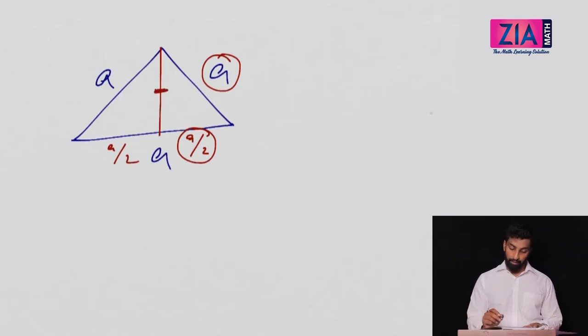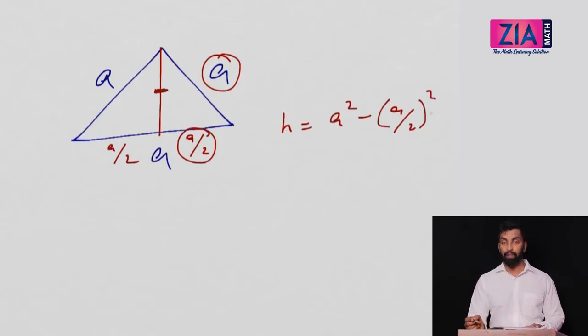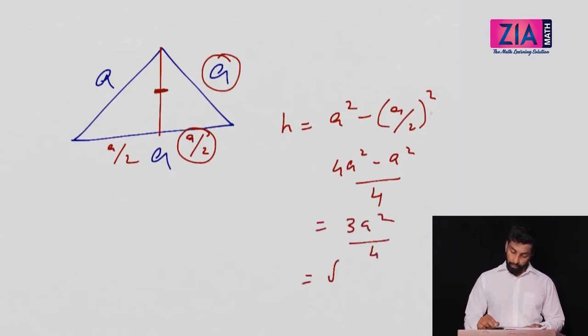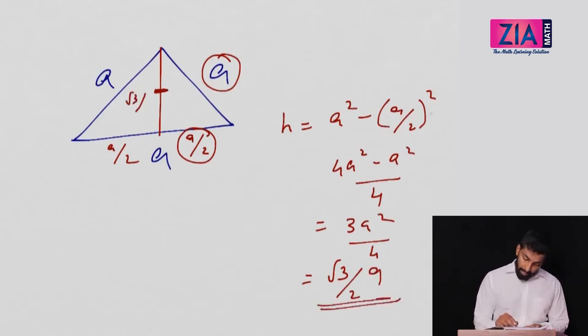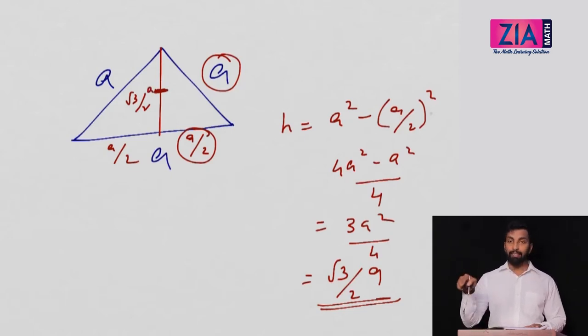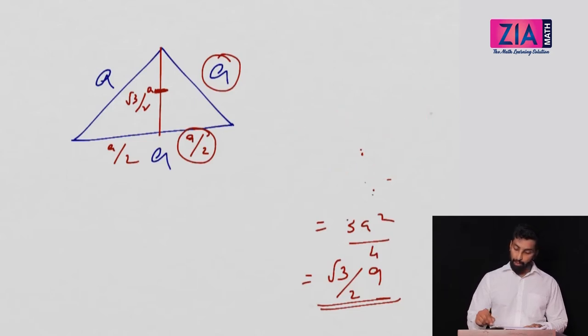Can you find the height? Yes. If one side is given, can you find the height in an equilateral triangle? The height is equal to the square root of A squared minus (A by 2) squared. You get 4A squared minus A squared, divided by 4, which is nothing but 3A squared divided by 4. When you take the root of it, you get root 3 by 2 into A. This is the height. So if one side is given, you can find the height, root 3 by 2 A. If one side is given, that means the base is also given.